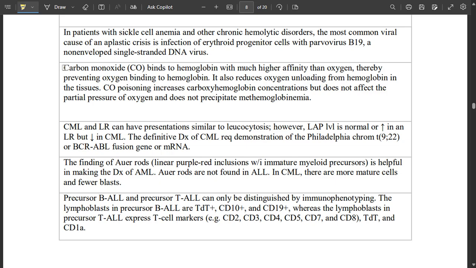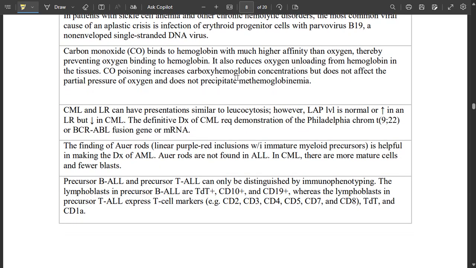Now, let's talk about carbon monoxide. Carbon monoxide binds to hemoglobin with much higher affinity than oxygen, thereby preventing oxygen binding to hemoglobin and reducing oxygen unloading from hemoglobin in the tissues. Carbon monoxide poisoning increases carboxyhemoglobin concentration but doesn't affect the partial pressure of oxygen, because carboxyhemoglobin binds to hemoglobin, and partial pressure of oxygen is not dependent on hemoglobin at all. It reflects the dissolved oxygen in the plasma. It does not precipitate methemoglobinemia. Rather, methemoglobinemia is precipitated by the use of nitrite compounds.